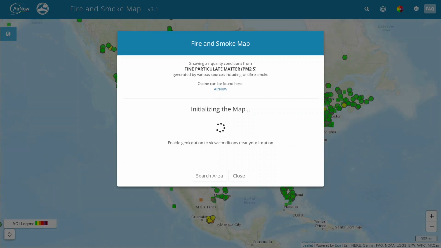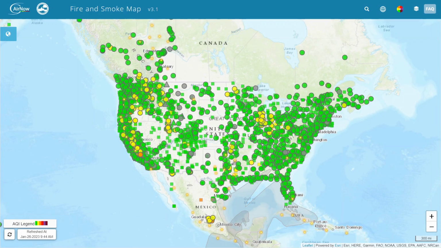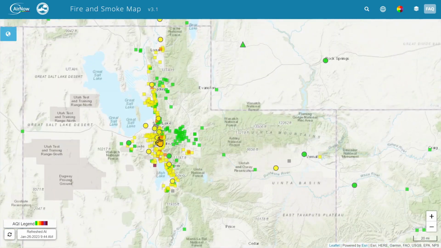Okay, the fire and smoke map has really become my go-to location for PM 2.5 monitor information. When it first comes up, it'll initialize for a few seconds, so it's good to let it go through that process before you start zooming in.